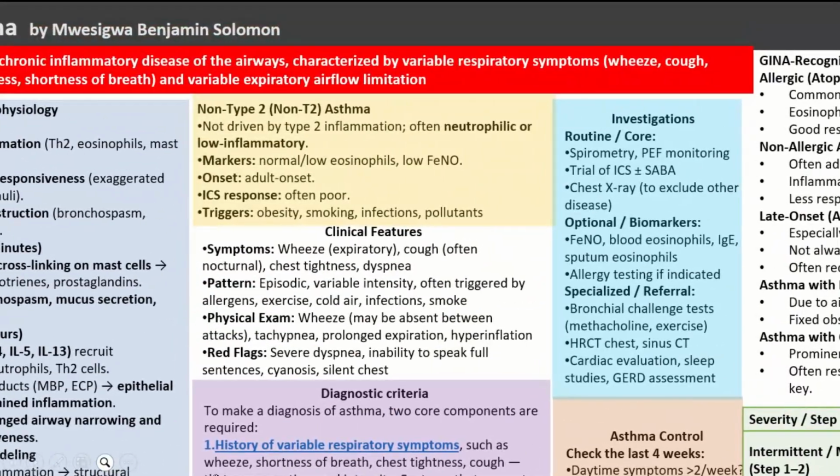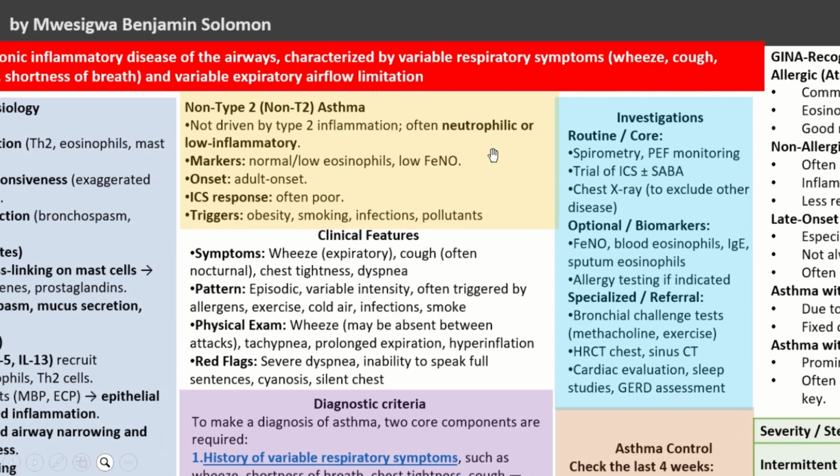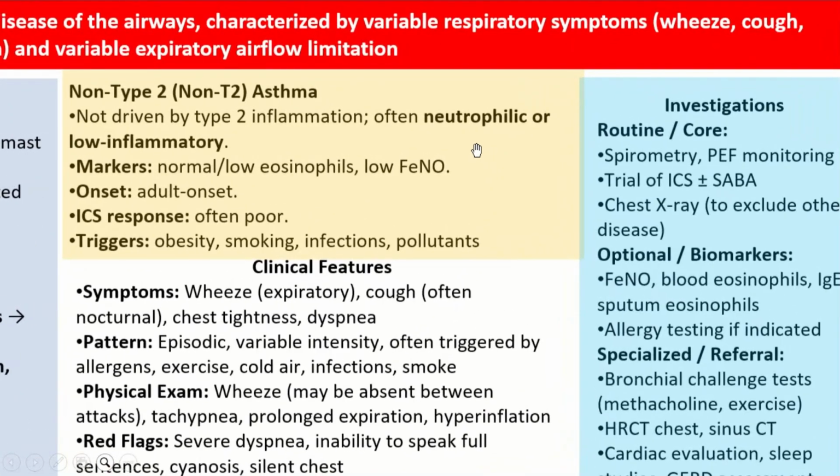Then we look at the non-type 2 or the non-T2 asthma. This one is not driven by type 2 inflammation, and it's mostly going to be neutrophilic or have very low inflammatory markers, and some textbooks call it the granulocytic type of asthma. When you check the markers, you're going to find normal or low eosinophils, and even the fraction of exhaled nitric oxide is going to be low, and this one commonly occurs in adults.